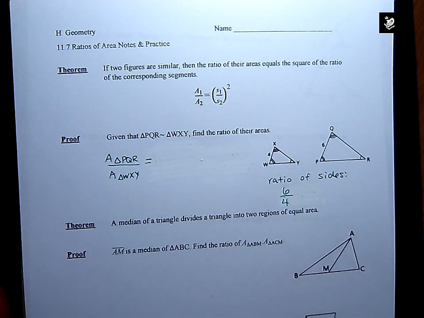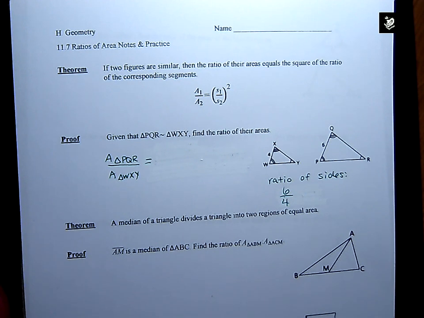Hi everyone, so welcome to week 9. Week 9 is going to have us finish up chapter 11, which focuses on area, and we're actually going to start our last chapter of the year, chapter 12. So first we're going to finish off chapter 11 with 11.7, which focuses on ratio of areas.